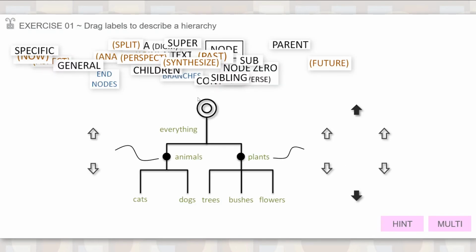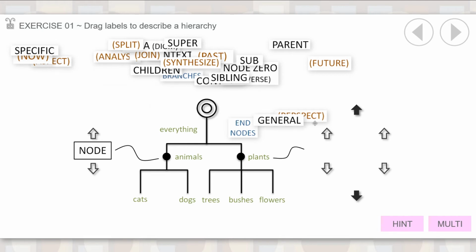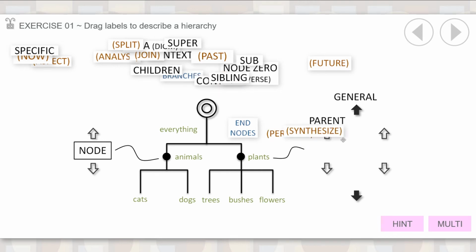Now, in the creativity framework, there are exercises that were built with Zim, where we try and place things. So a perspective, do you remember where that was? I thought it was over here somewhere. I'm going to try a node. Oh yeah, so the node now snaps in. More general is up above. Parents were up above too, so that's parents. Oh, perspective is there. Synthesize.